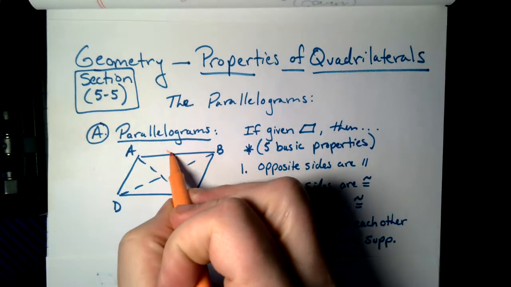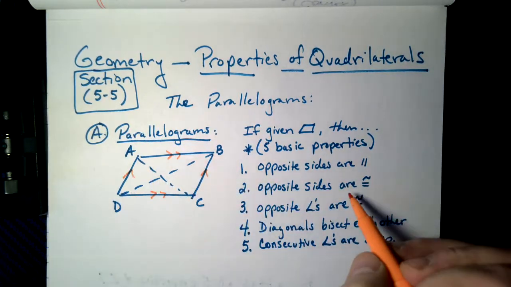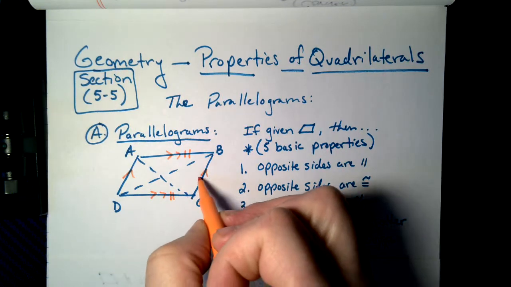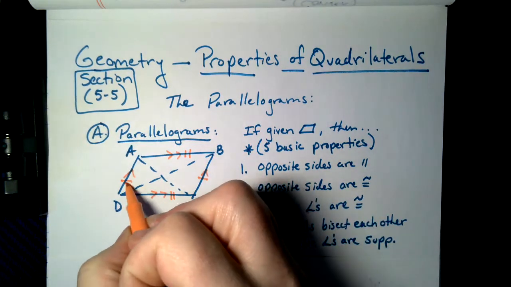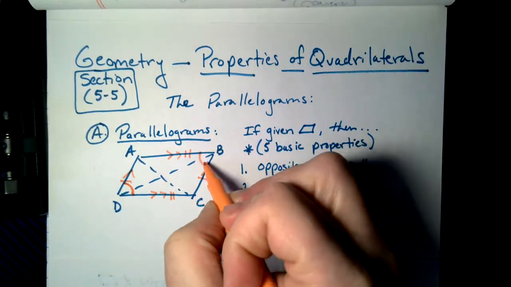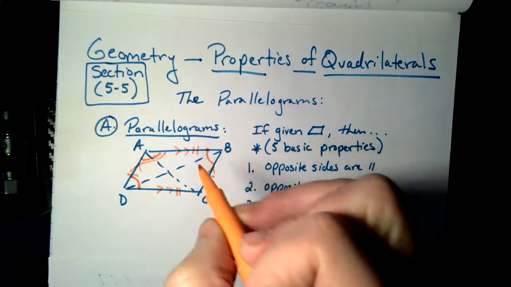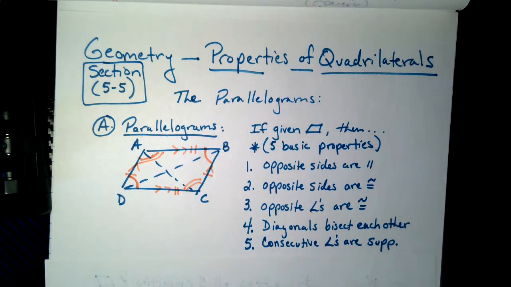Opposite sides are parallel to each other, so it would look like this. Opposite sides are congruent. AB is congruent to DC. BC is congruent to AD. Opposite angles congruent. So all of angle D would be congruent to all of angle B, opposite angles. And then this angle would be congruent to this angle. All right, it starts to get a little messy when you put all the marks in there.